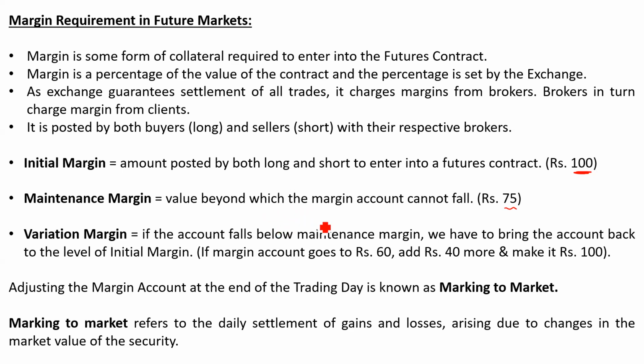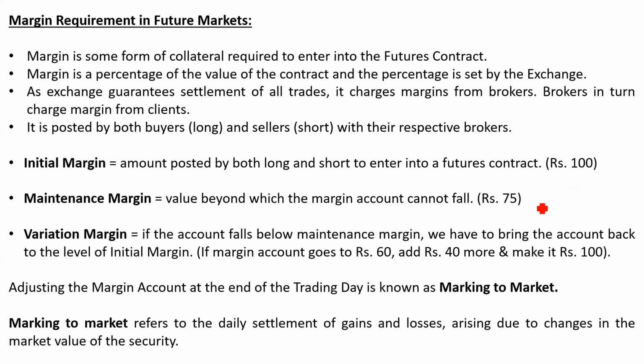If the account falls below the maintenance margin, so if the account falls to 60, then you have to post in more money in order to bring it back to 100. So you have to post 40 rupees more in order to bring it back to 100. This 40 is known as variation margin.